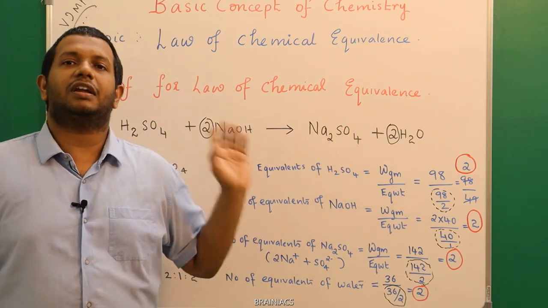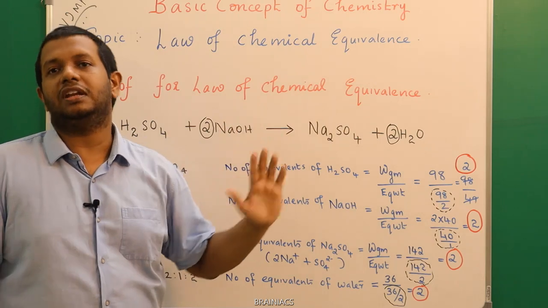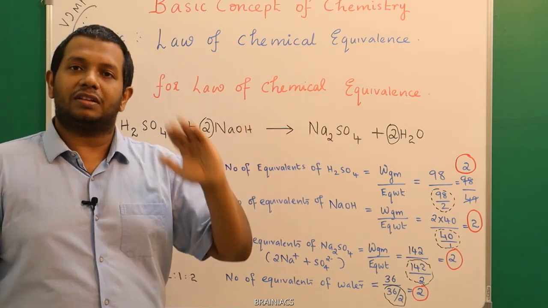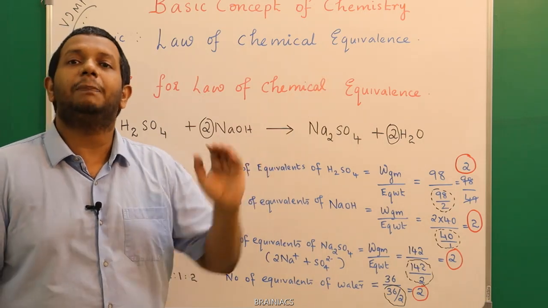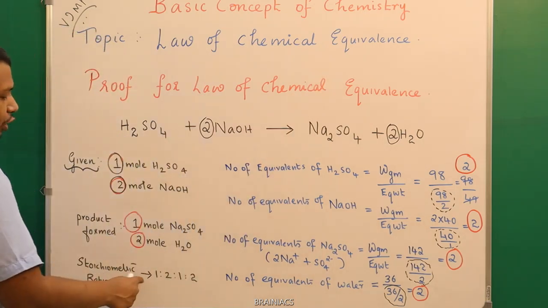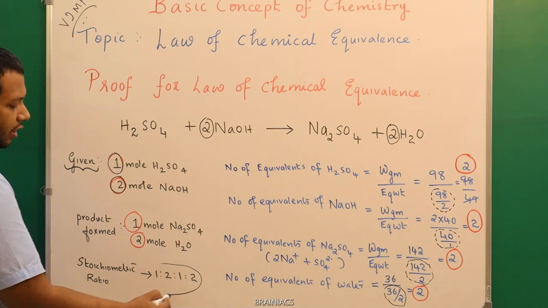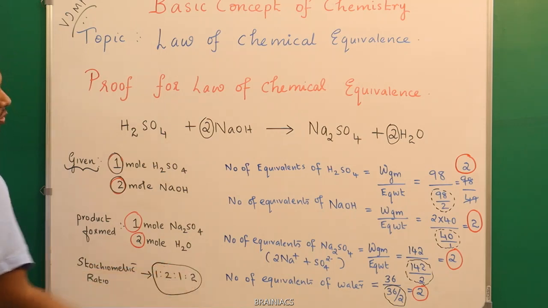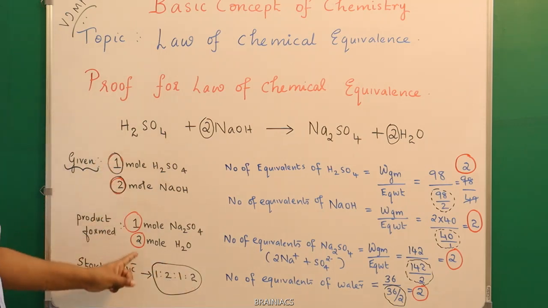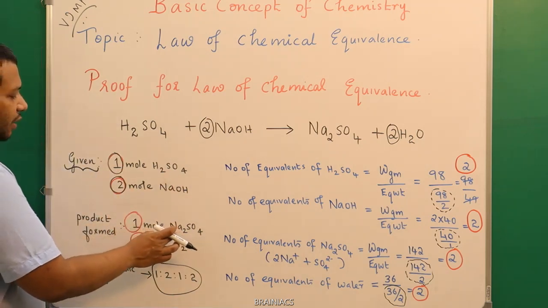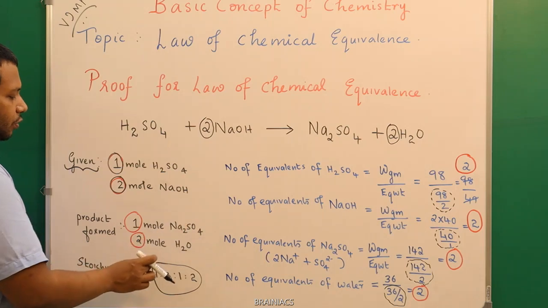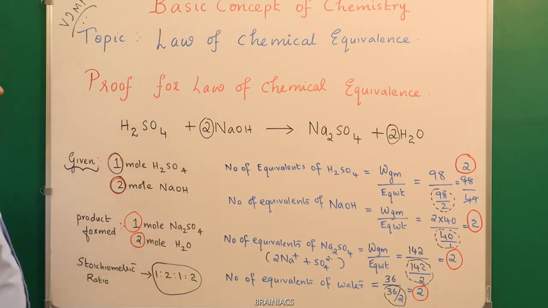So the number of moles formed may be different, or it can be the same when the stoichiometric coefficient ratio is 1:1:1:1, correct? Otherwise we can say that the number of moles may or may not be the same. It depends upon the stoichiometric ratio. Here the stoichiometric ratio is 1:2:1:2. That's the reason why the number of moles are differing. So this is the way we calculate the product formation: 1 mole of Na2SO4 is formed and 2 mole of H2O is formed.